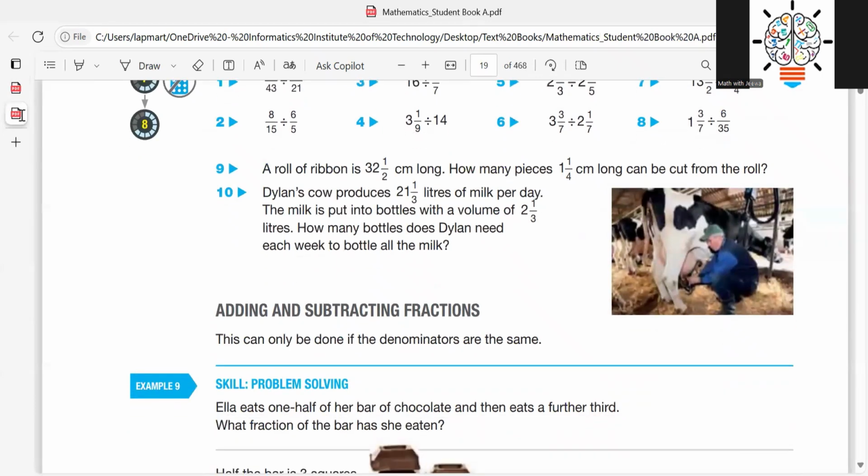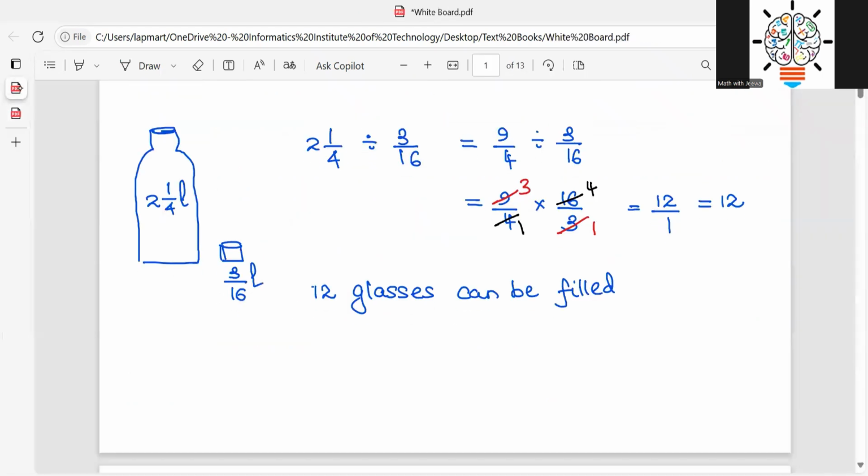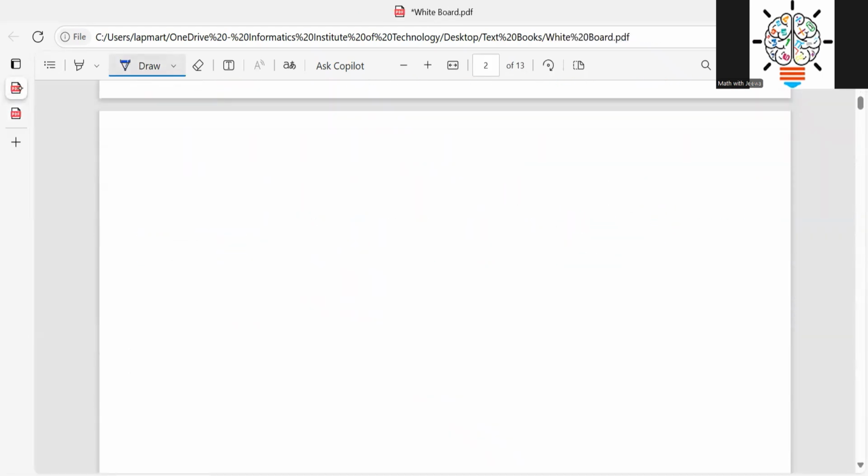3 star. A roll of ribbon is 32 and a half meters. How many pieces 1/4 meter long can be cut from the roll? So what you are going to do is the same thing. You draw the longer one, right? That is 32 and a half meters. And then you cut it into small pieces of 1 over 4 meters.